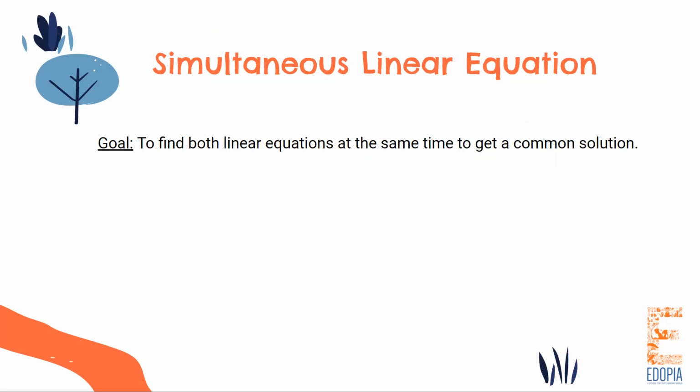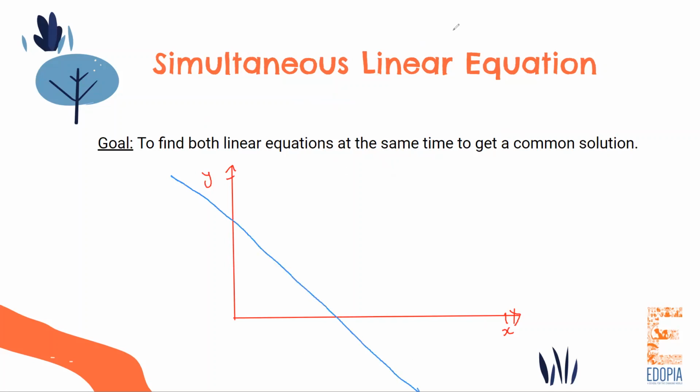Now graphically, let me show you what we are supposed to do in simultaneous linear equations. Let's say this is our graph. This is the x-axis and this is the y-axis. Now we are dealing with two straight lines, two linear lines. Let's say one line is passing like this and the other line is this line which is passing through a certain point.